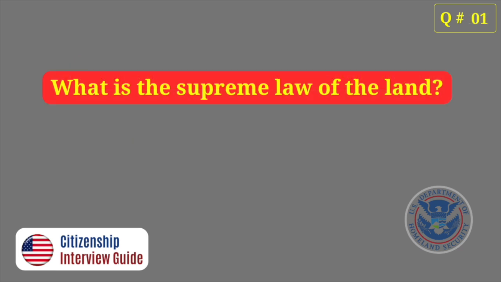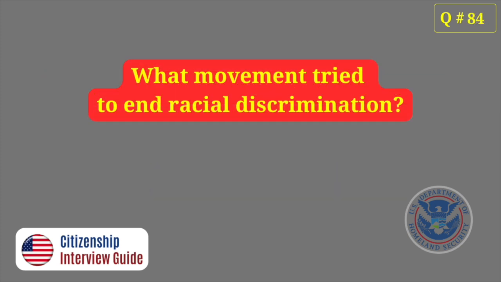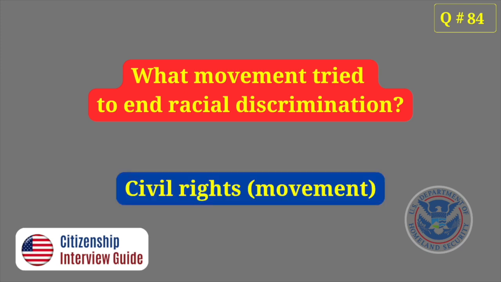What is the supreme law of the land? The Constitution. What movement tried to end racial discrimination? Civil rights movement.